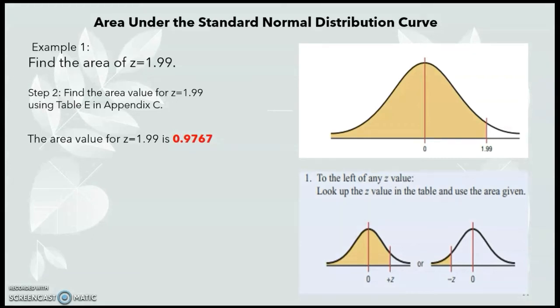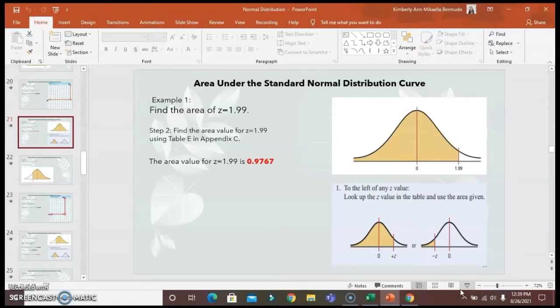We can also use Microsoft Excel to find the area of any given z-value. First, go to Microsoft Excel.